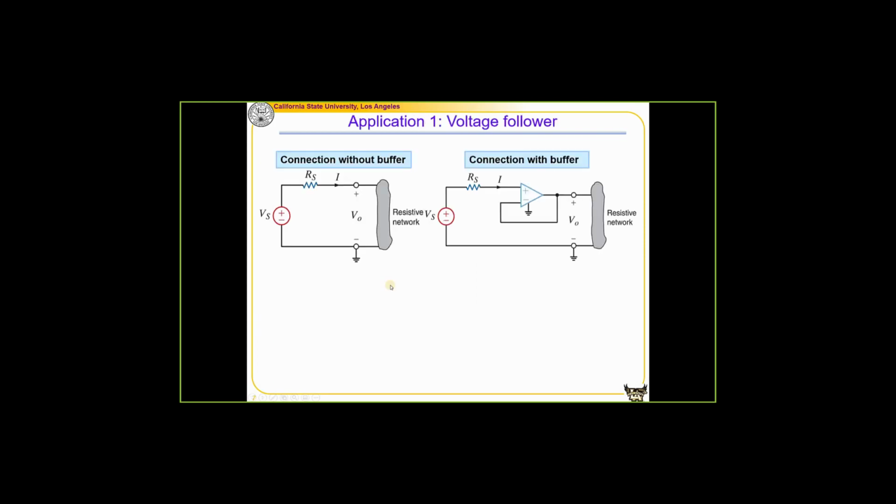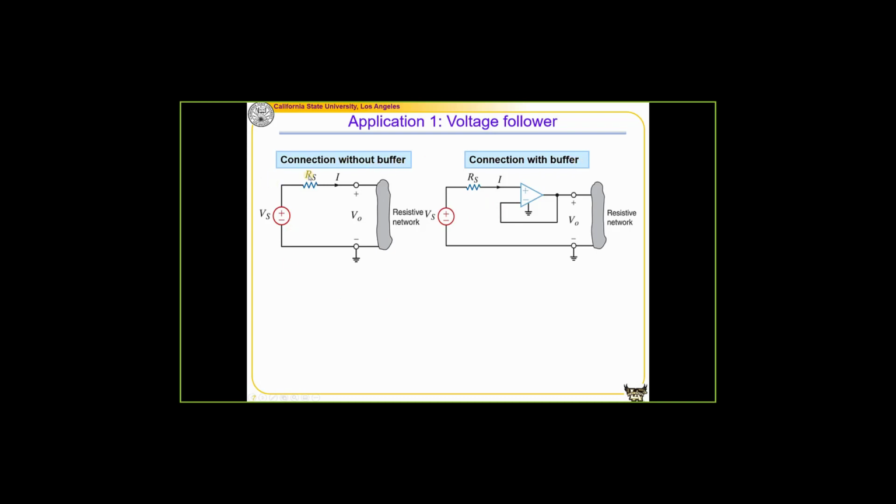You might want to know, why do we do the unit buffer? The output is always equal to the input. What's the point of using this setup? Why don't we just connect the source directly to the load? Why do we want to put something else in between? So this comes to the application of voltage follower. Why do we need to connect the output to the inverting terminal to separate the signal?